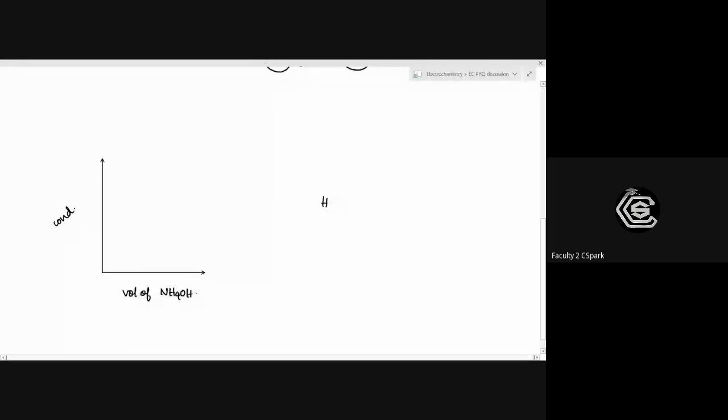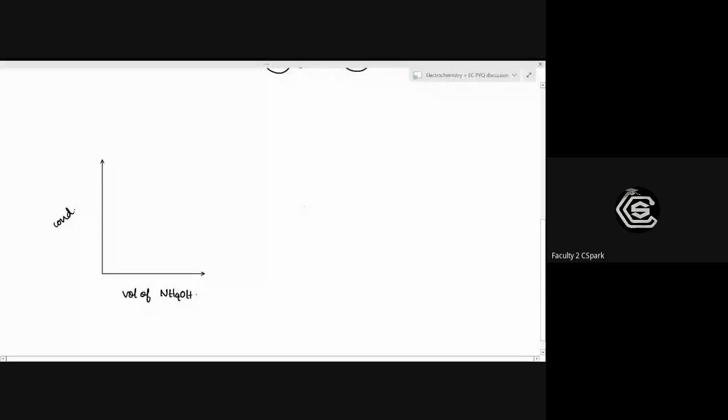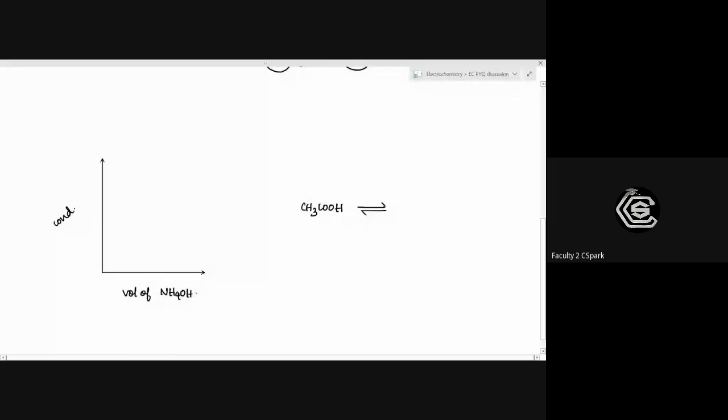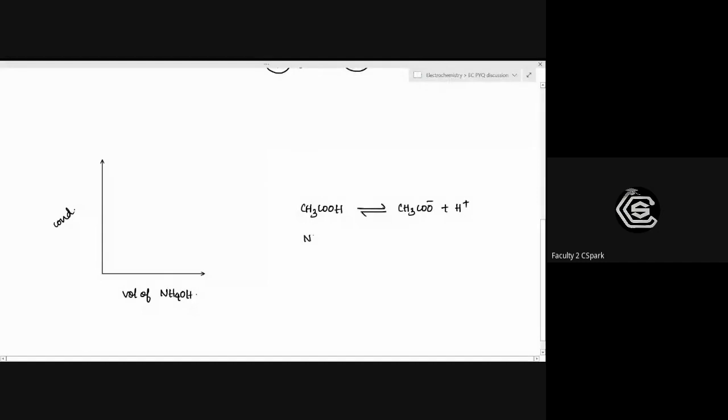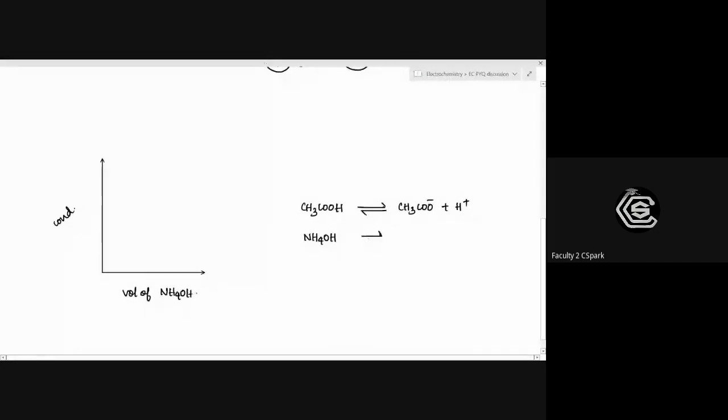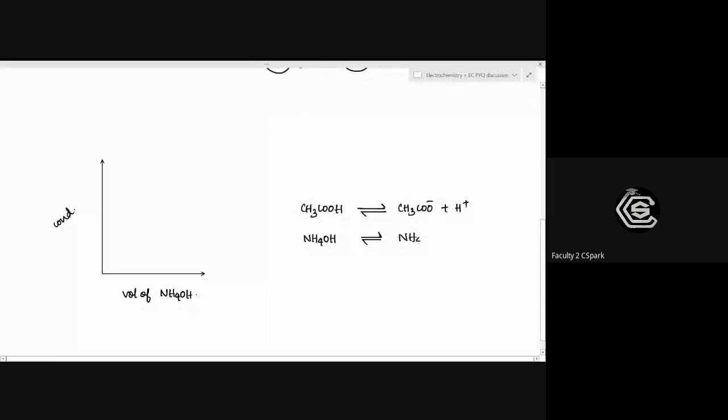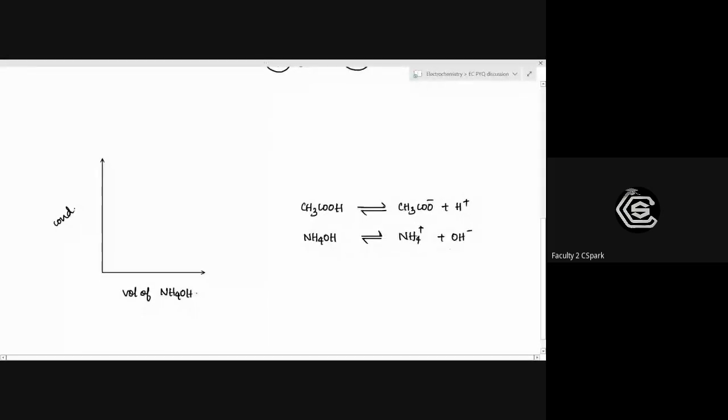So here you have conductance and here you have volume of NH4OH. So now we are going to take a weak acid, okay? So you are taking a weak acid, CH3COOH. So this is a weak acid. It will be in equilibrium with CH3COO minus and H plus. Okay? And along with this, we are using ammonium hydroxide as the base. So that would be NH4OH in equilibrium with NH4 plus and OH minus.